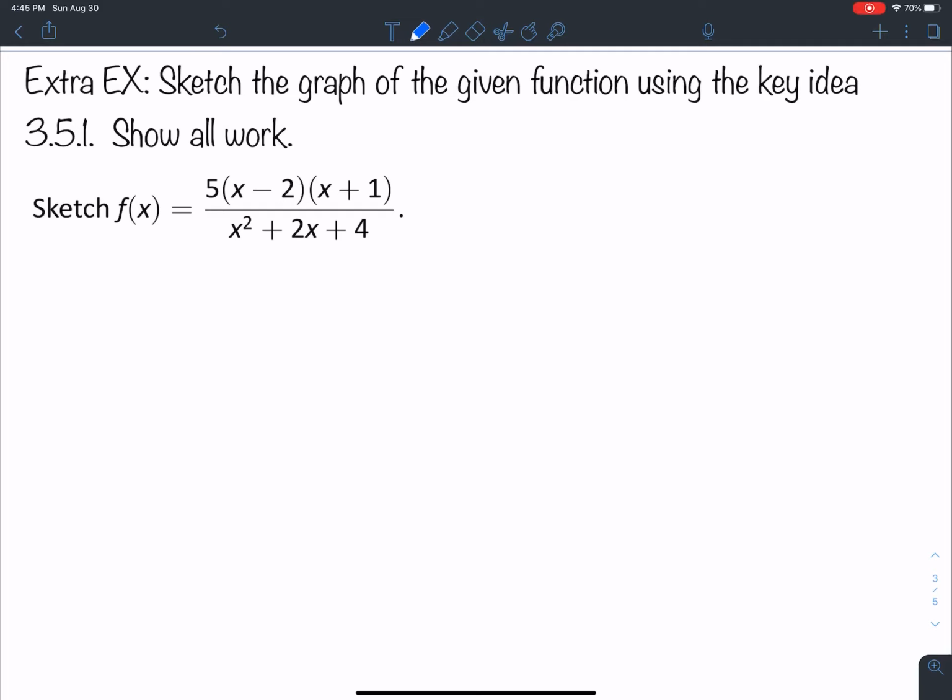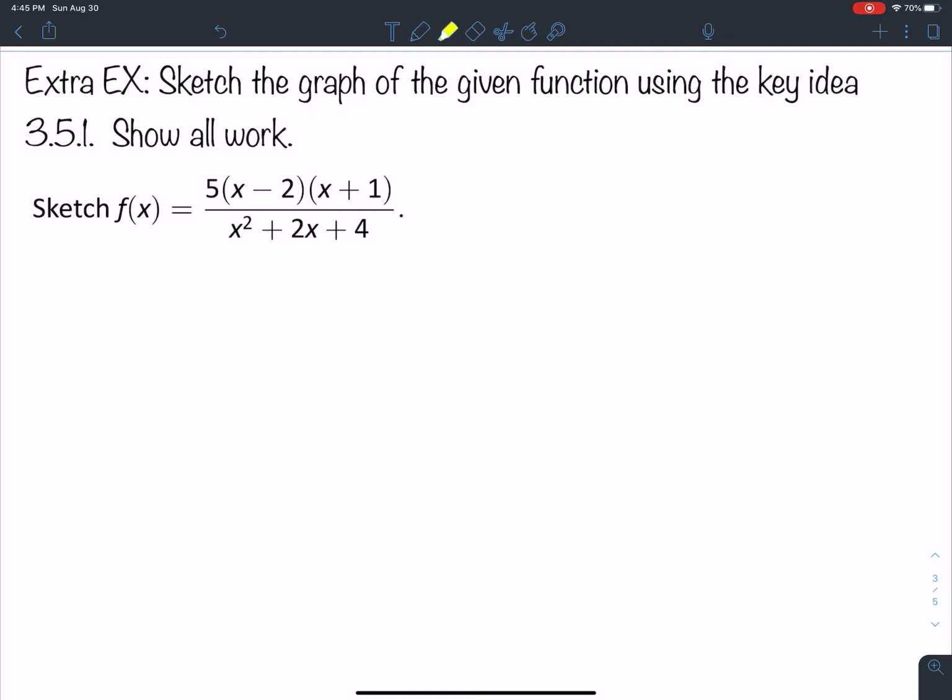Okay, so this problem is one of the more challenging problems. I suggest not trying to do this problem until you've mastered this section, and then come and see if you can work through this problem. It's difficult mainly because of taking the derivative and then that second derivative.